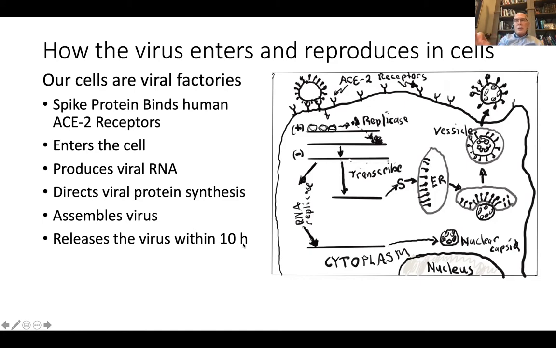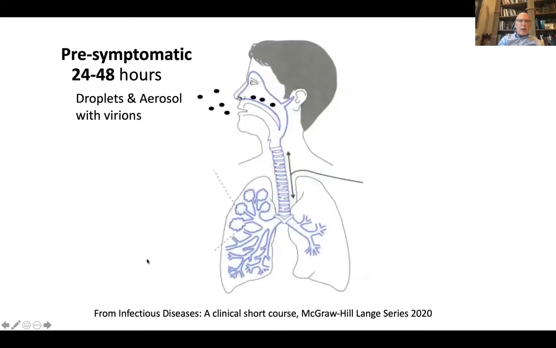And each individual cell can produce approximately 100 virions. So they're little viral factories, and they're continually producing virus, can produce 100 virions within 10 hours. So this is why we can get such massive numbers of virus in your nasopharyngeal passage. Now, when you first become exposed, as I've mentioned before, it mostly grows within the lining of the upper airway, the mucosal lining. And so for those first 24 to 48 hours, most people have no symptoms.